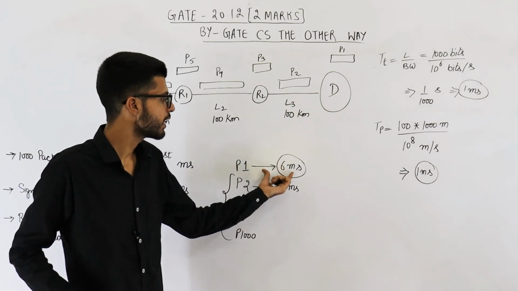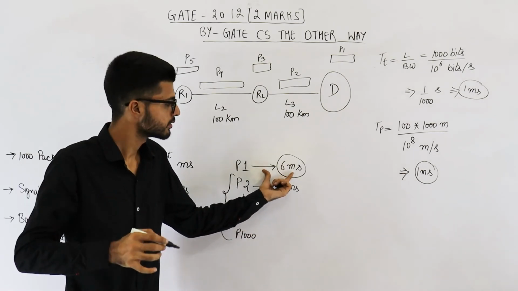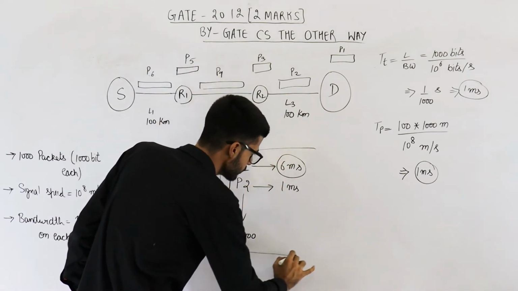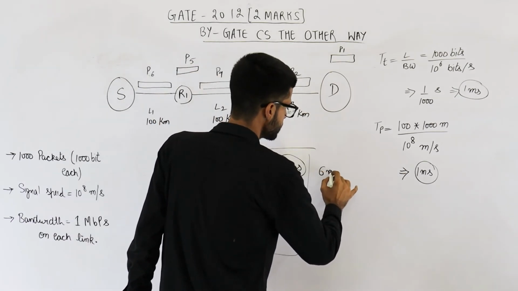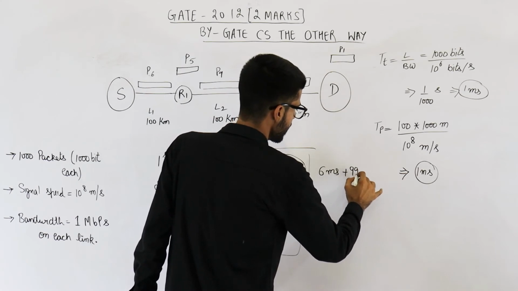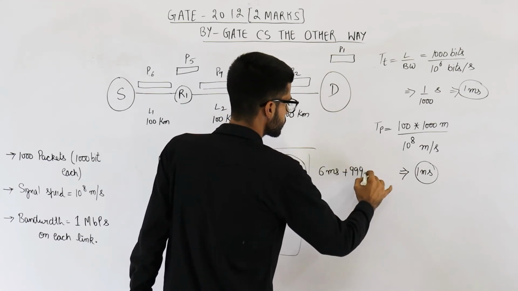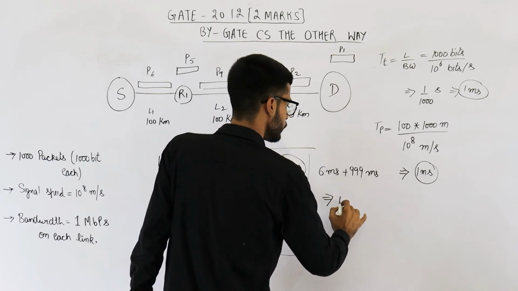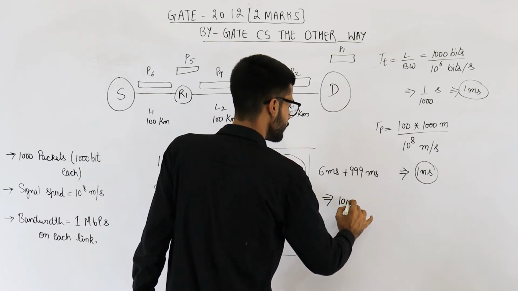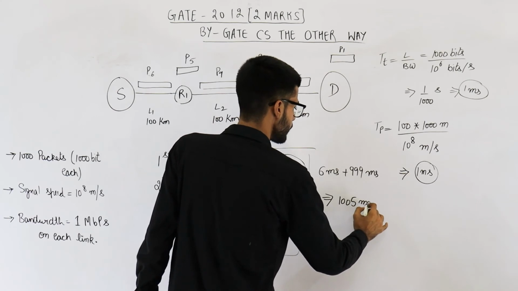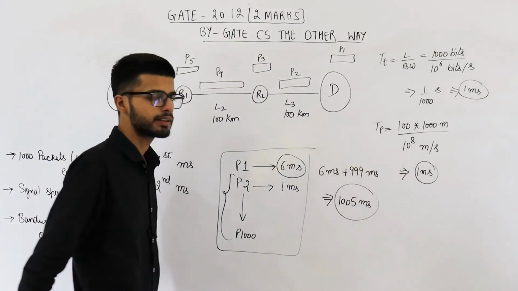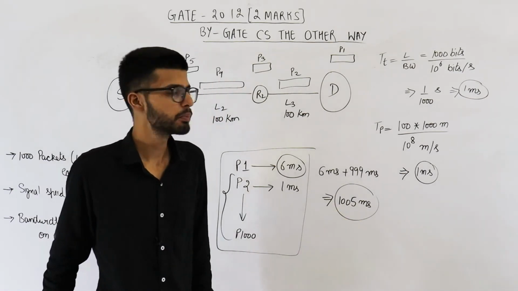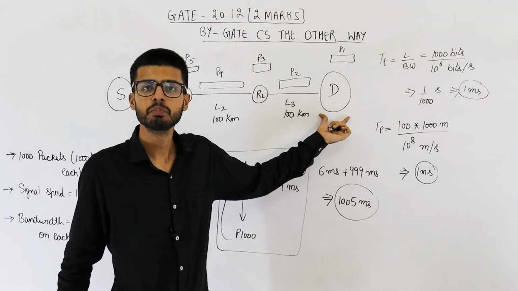The first packet required how much time? 6 milliseconds. What is the total time? The total time will be 6 milliseconds plus 999 milliseconds. This is how much? 1005 milliseconds. This is your answer. That means on the ending of the 1005th millisecond, the last packet will be received.